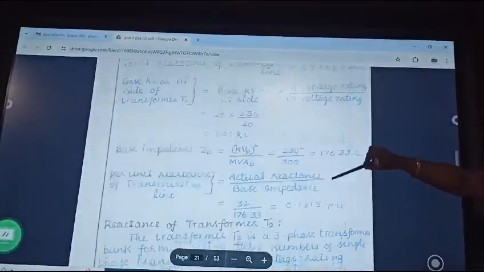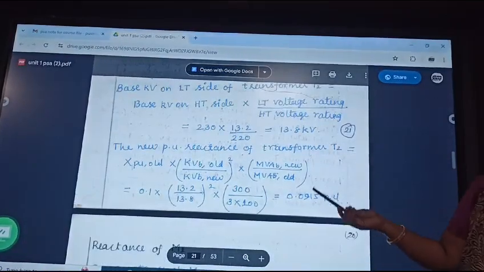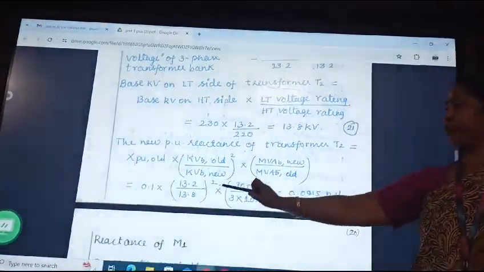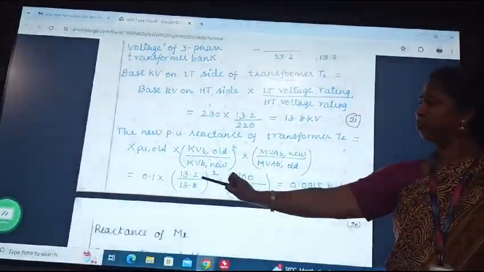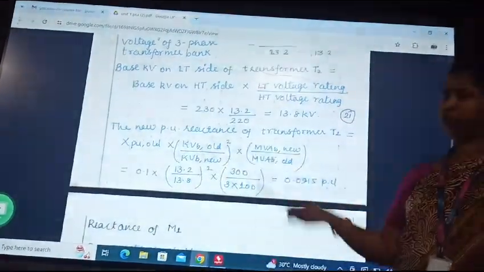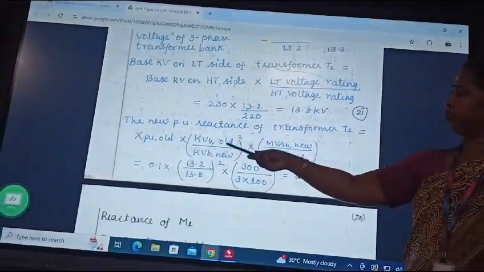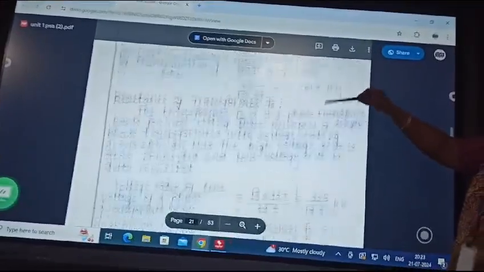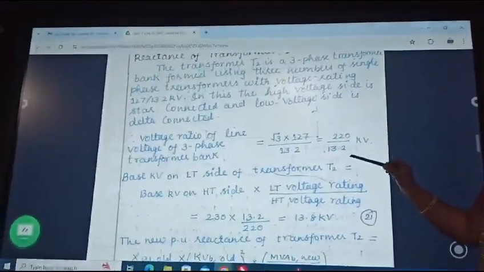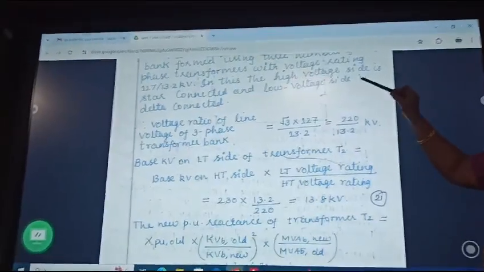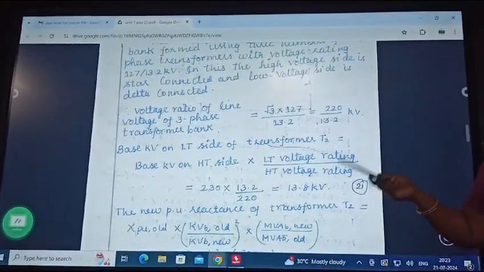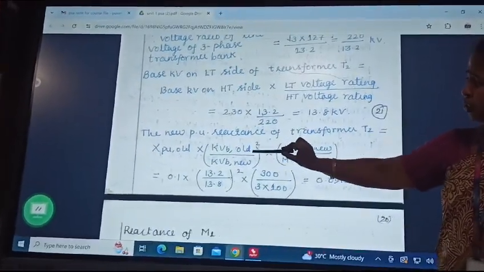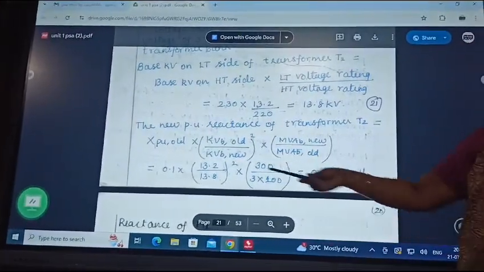Okay. So now you can find the per unit reactance, using the same formula. The XP old is 10%, so 0.1, and kVB old on the LT side is 13.2. You can also take the HT side, where both old and new are used. This will be 220 by 13.2. 220 is your rating, but we already know the kV new on the HT side is 230. If you substitute here, kVB old is 220 and kVB new is 230. Okay, this is also possible.